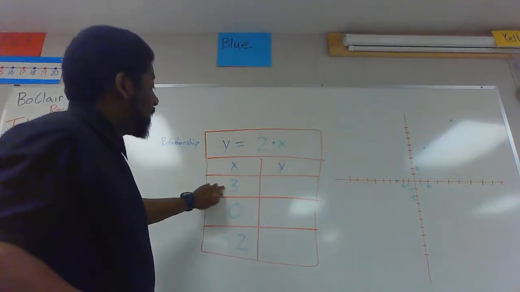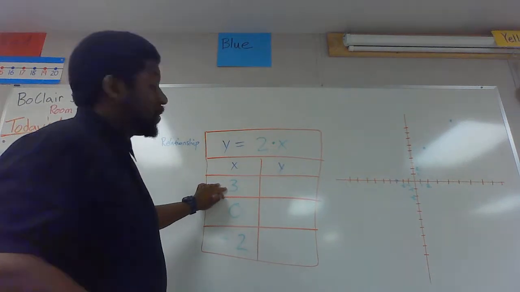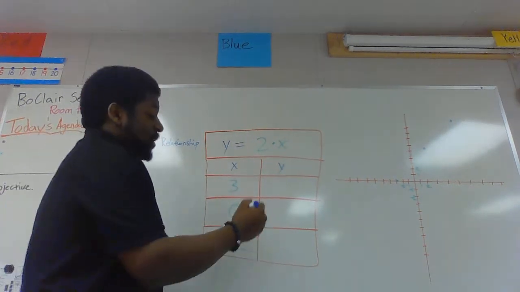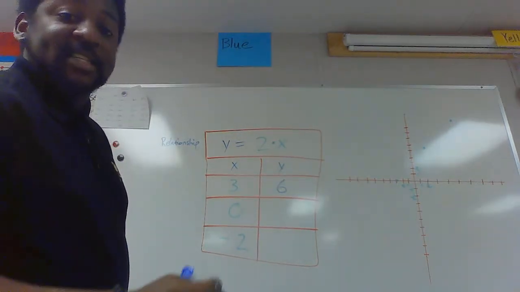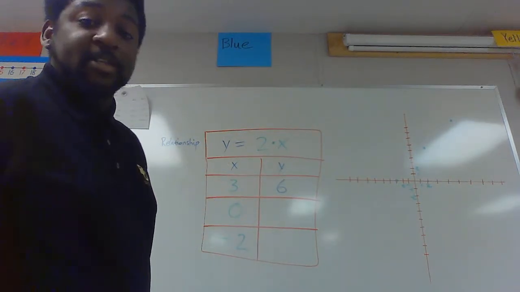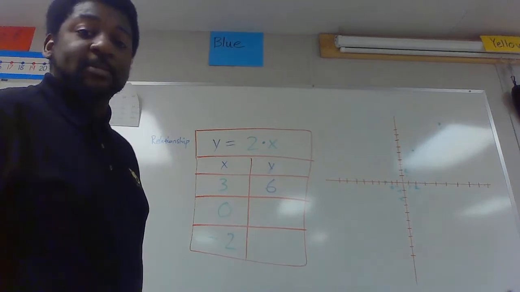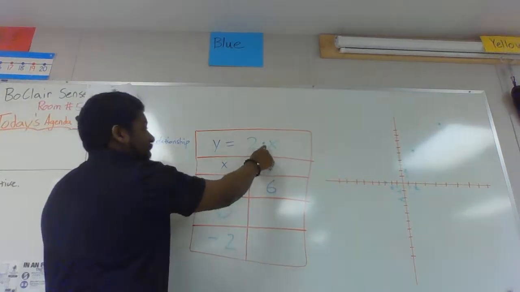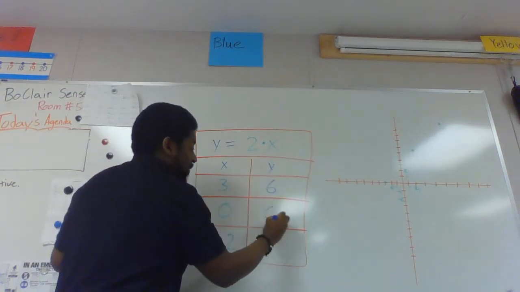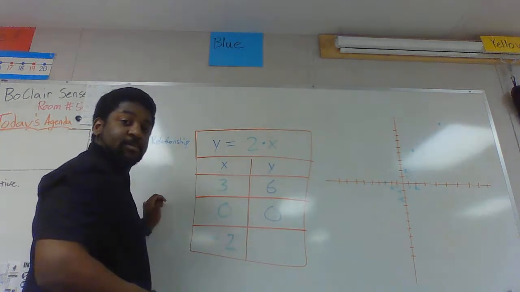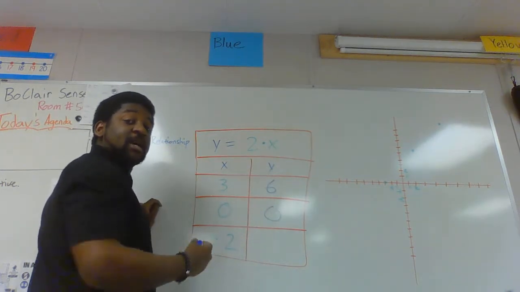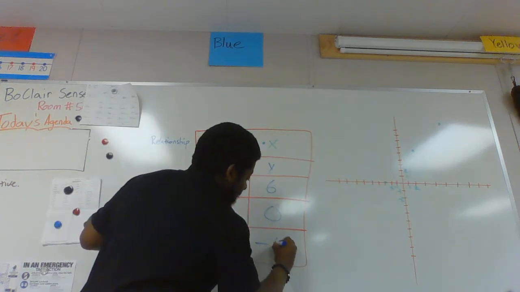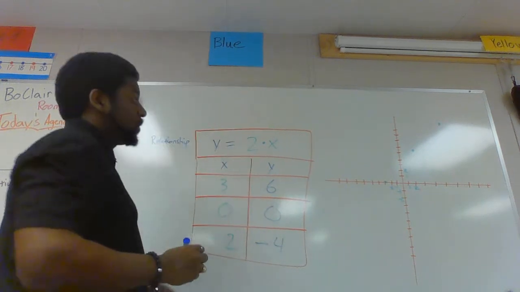So 3 is my x value for this table. 3 times 2 is 6. So my first point would be at 3, 6. Before I plot these, this time I'm going to find all of my points in the table. 2 times 0, easy math, 2 times 0 is 0. 2 times -2 is -4.